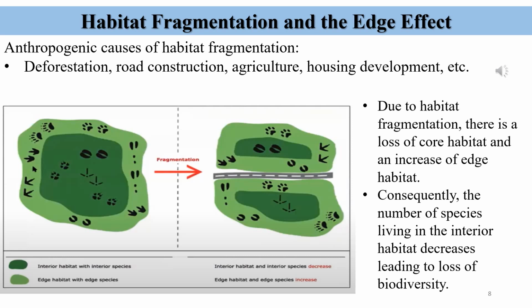The diagram illustrates the negative effect of habitat fragmentation on species diversity. On the figure towards the left, there are three different species living in the interior habitat. However, after the habitat is fragmented into two smaller isolated patches, there are only two species in the interior habitat, and therefore one species is lost.